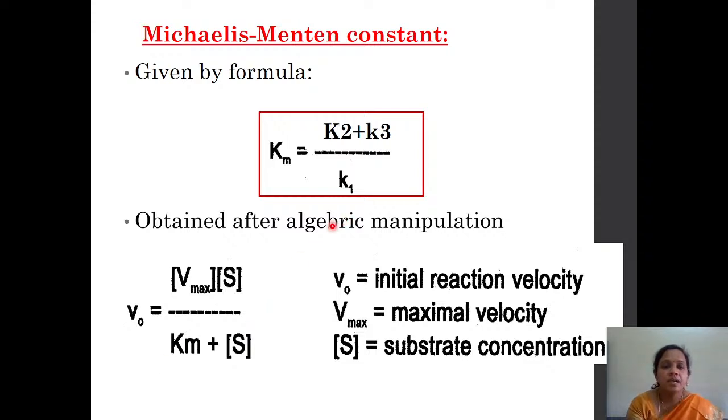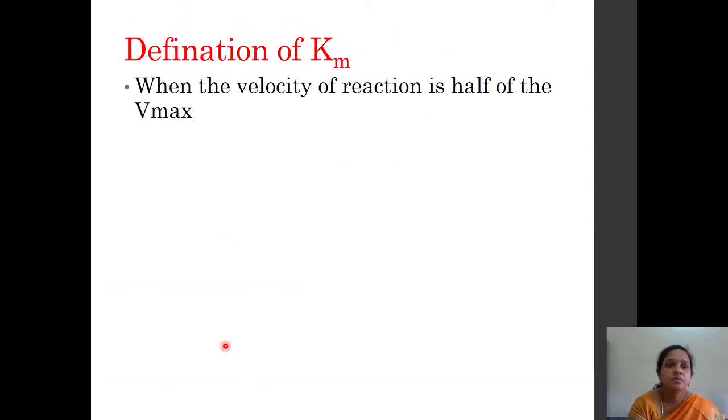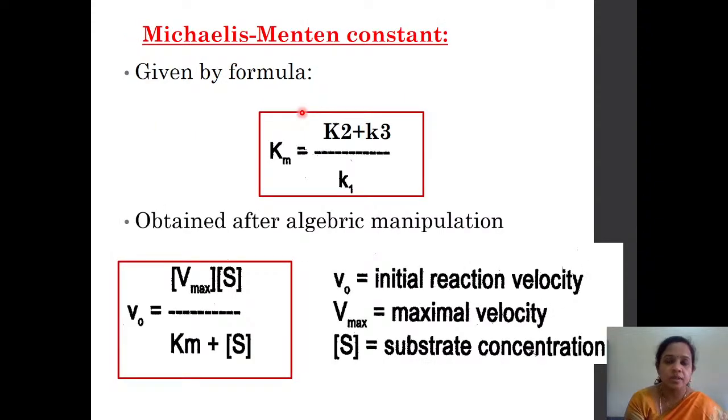So it is obtained after algebraic manipulations that V0 is equal to Vmax times the concentration of the substrate divided by Km plus substrate concentration. Now, what is the definition of Km? When the velocity of the reaction is half of the maximum velocity, then it is a concentration of a substrate. I would just like to explain this equation a little bit more.